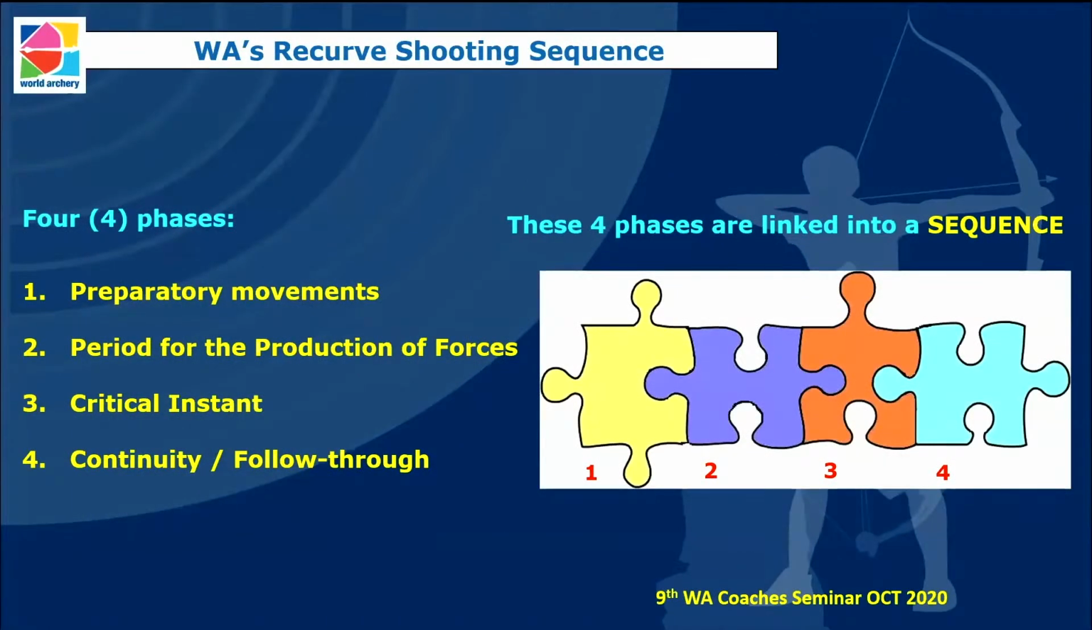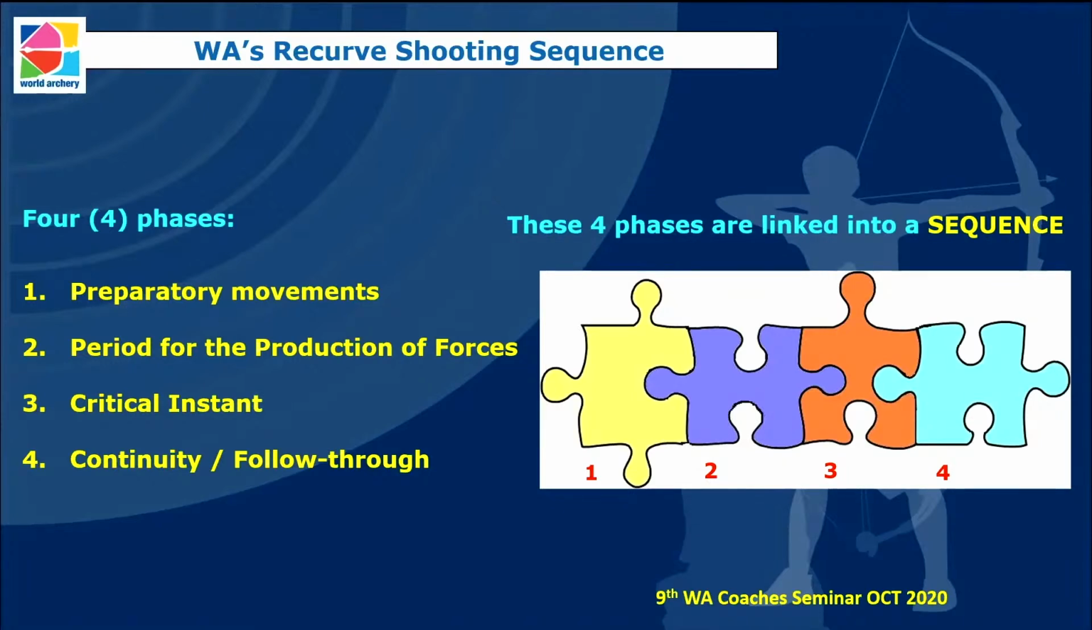Now, today's presentation will be looking at some information from World Archery's Level 1 and Level 2 Coaches course. This information you should already know if you've taken one of these courses. These are the 4 phases of World Archery shot routines: the preparatory movements, the production of force, the critical instant, and then the continuity or follow-through. I think it's important to understand that these are meant to be linked in a sequence, so they're connected, not separate. From a compound perspective, I'm going to be looking at these in consequent slides to talk about some of the areas that I think are very similar to the recurve, but also those that are different.